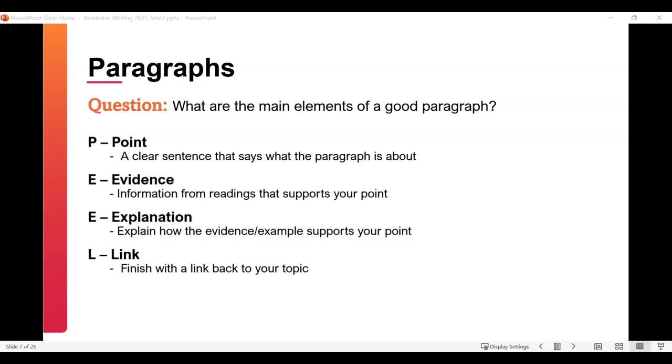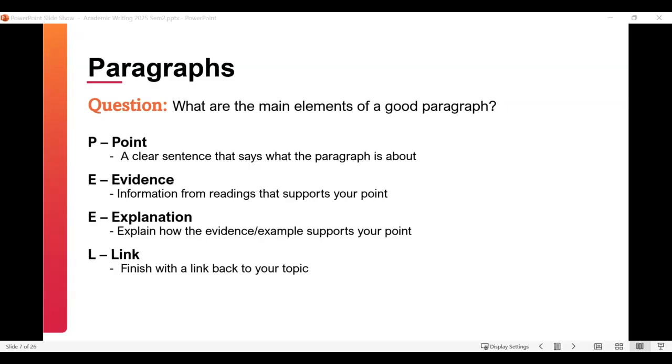So like your lovely colleague said before, the point is basically the clear sentence that says what the paragraph is about. So you start straight away with saying, here's the thing I want to say. Then you move to evidence. The evidence is usually information from the readings, from the things you've read that support that point. So basically other people agree with you. Or you might also have evidence in data that you've collected, or you've spoken to someone, or you read something, whatever the evidence is. Then you might explain how that evidence supports your point.